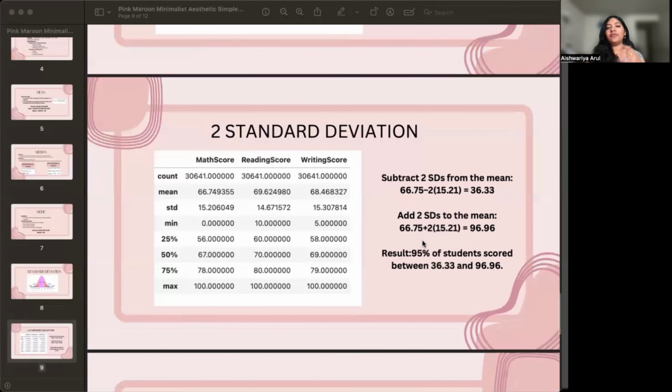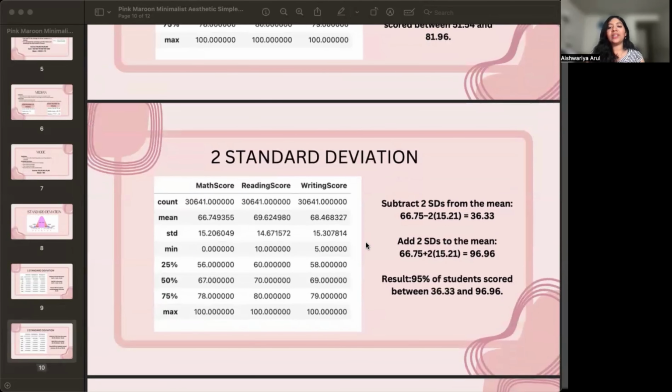For example, if you want to know about two standard deviations, you simply multiply the standard deviation by 2, and you subtract it from the mean, and you add it to the mean. So the two standard deviations, that is 95 percent of the students, have scored between 36.3 and 96.6.